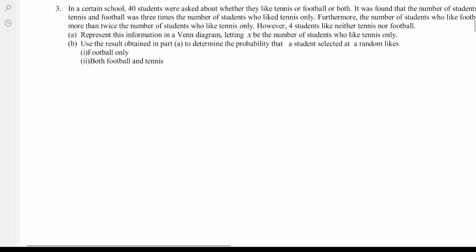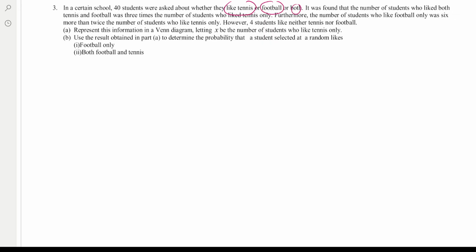Furthermore, the number of students who like football only was 6 more than twice the number of students who like tennis only. However, 4 students like neither tennis nor football. Represent the information in a Venn diagram, letting x be the number of students who like tennis only. So we were given already x as students who like tennis only. So we'll be having two sets here.